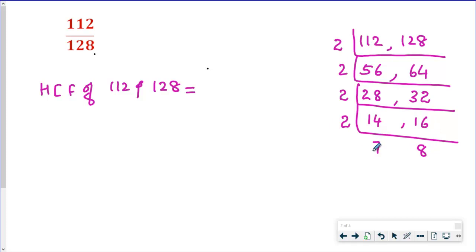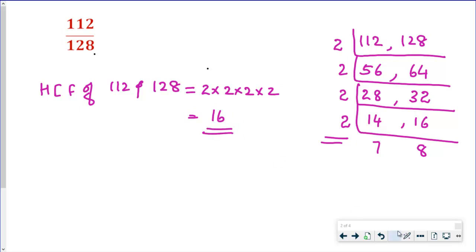Now here, after that, we have 7 and 8. There are no common factors. So for finding the HCF we can stop here. That is, there is no common factor between 7 and 8. So up to this you have to take. So we can write the HCF of 112 and 128 is 2 into 2 into 2 into 2. That is 2 into 2 is 4, 4 into 2 is 8, 8 into 2 is 16.